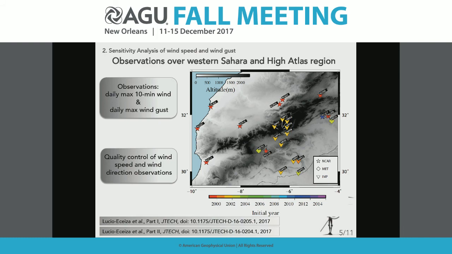So these observations were raw, with no quality control. So we went through a quality control of all this data. This is the reference here. And basically, we were eliminating all unphysical values, repetition, fake calms, long-term biases, and so on. So we could have high-quality data for the posterior analysis.